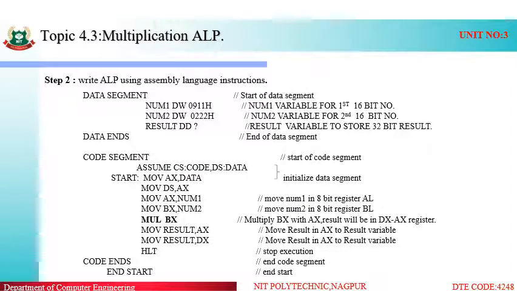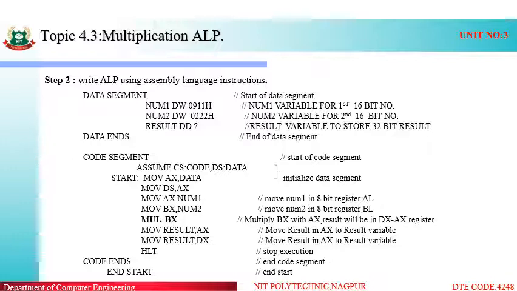So in the data segment we have to use DW as a data type. num1 DW means define word, word means 16-bit. So num1 is the variable, DW is the data type, and 0911H is the hexadecimal value. In hexadecimal, one digit equals 4 binary bits. Therefore we have used 4 hexadecimal digits, and H stands for hexadecimal number system. So the first number is num1, the second number is num2, both with data type DW, that means define word.